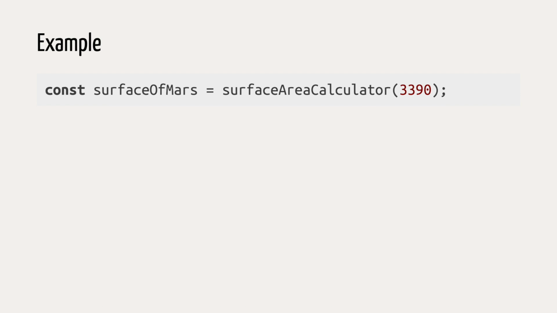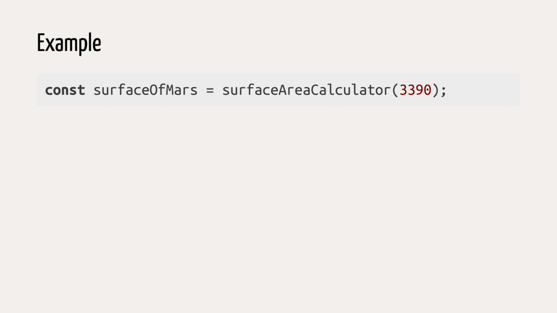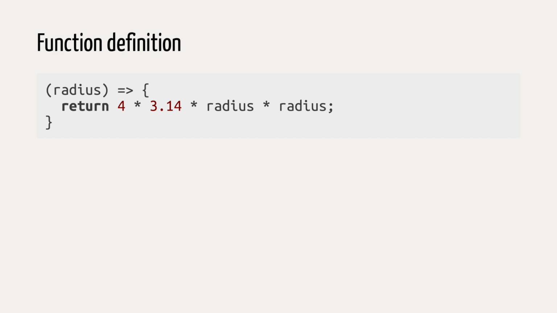It's important to understand the difference between two things: defining a function and calling a function. What we did just now was calling. We called the surface area calculator function. In other words, we assumed it already exists and we used it. But it has to exist, so we have to create it before calling. We have to define the surface area calculator function. This is the function definition.